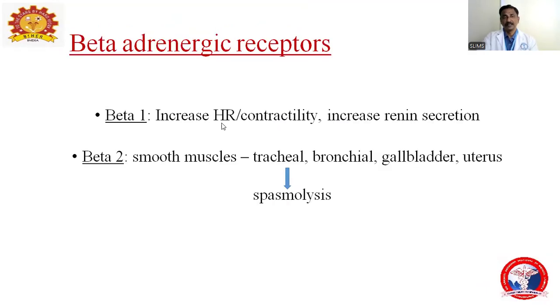Beta adrenergic receptors, beta 1 receptor increases heart rate, contractility and increases renin secretion. Beta 2 is located in smooth muscles, that is tracheal, bronchial, gallbladder, uterus. Thereby on stimulation, it causes smooth muscle relaxation.